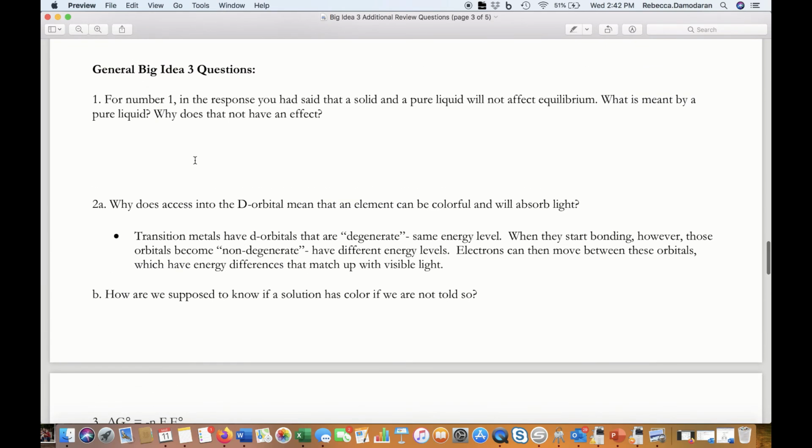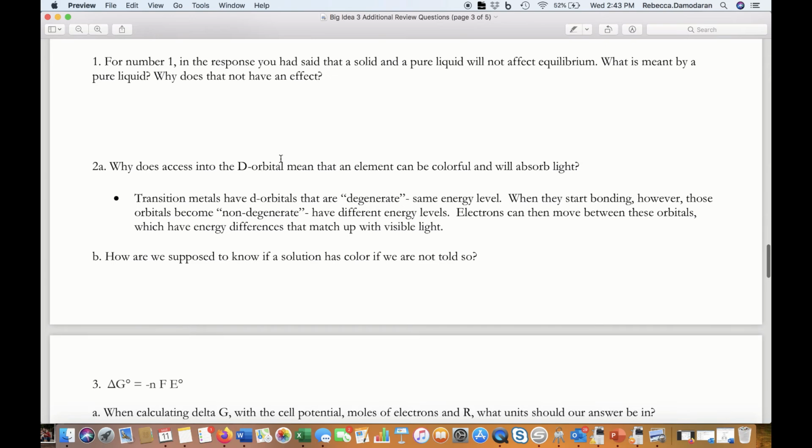Why does it not have any effect? It just doesn't. So if you think about a solution that is saturated, it's in equilibrium, right? So if I have calcium carbonate that's saturated in solution, if you add more calcium carbonate, what's going to happen? You're going to have more solid at the bottom. It's just going to become a solid at the bottom. It's not going to dissolve more. So adding a pure solid or a pure liquid, it doesn't cause any sort of a shift.